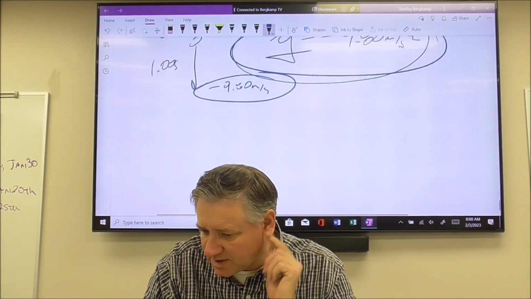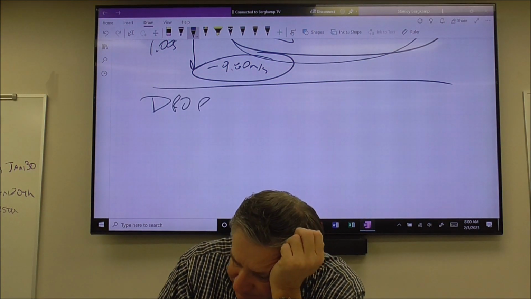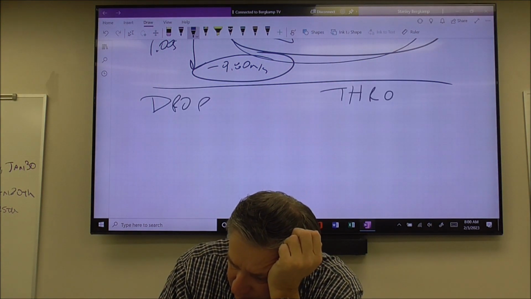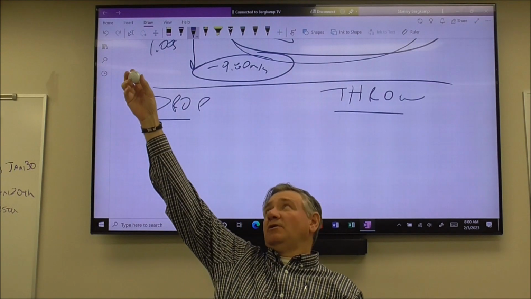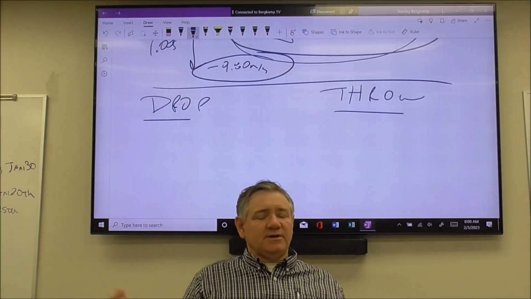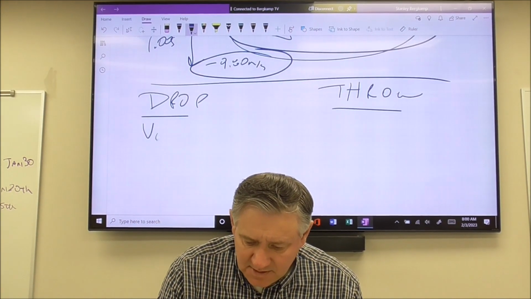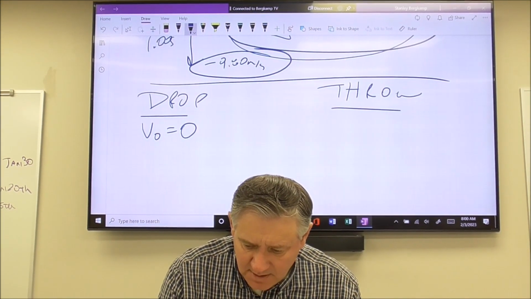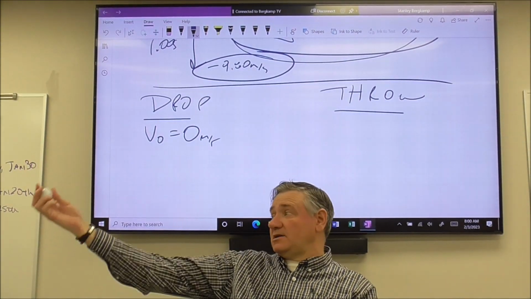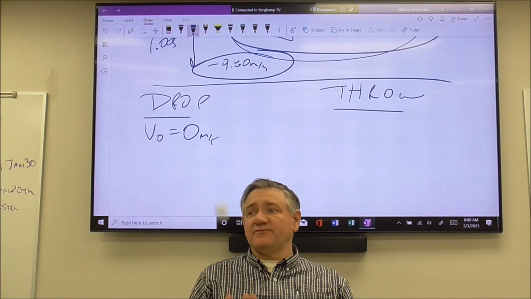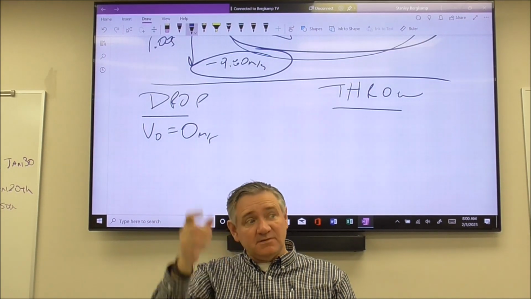So what we're going to do is look at two different situations. One where you drop something, and the other where you throw it. Okay? So the dropping is simple. You hold it up, boom, you just let go of it. But what's going to be important when you drop something is that the initial velocity is going to be 0 meters per second. Now, if I throw it, I could either throw it up in the air like this and let it fall. I could throw it down. Doesn't make any difference.